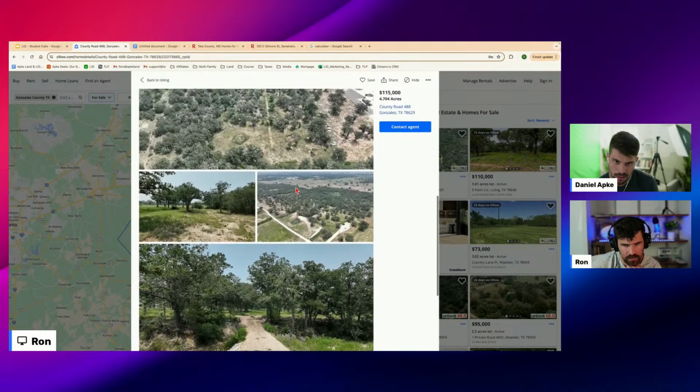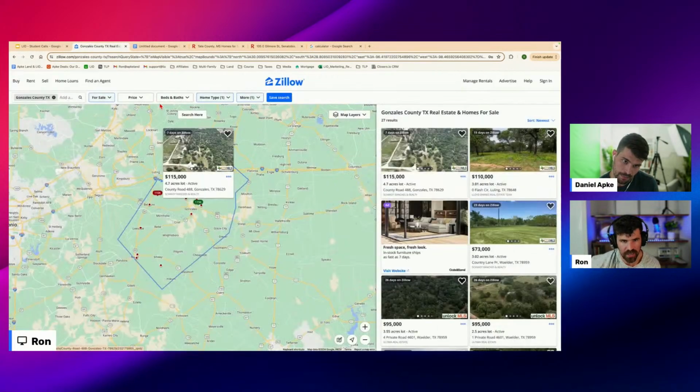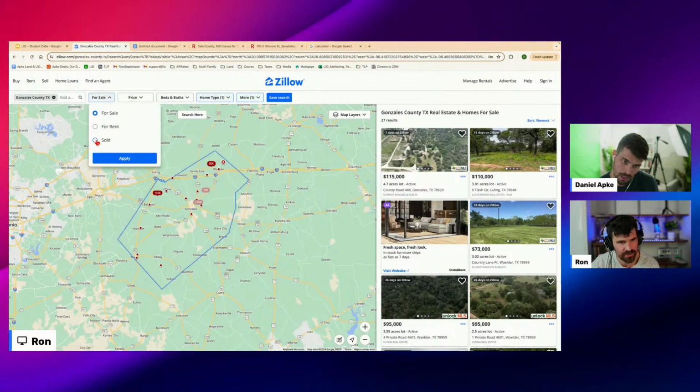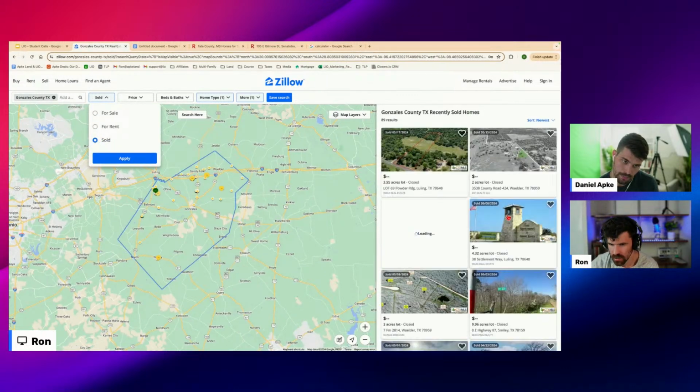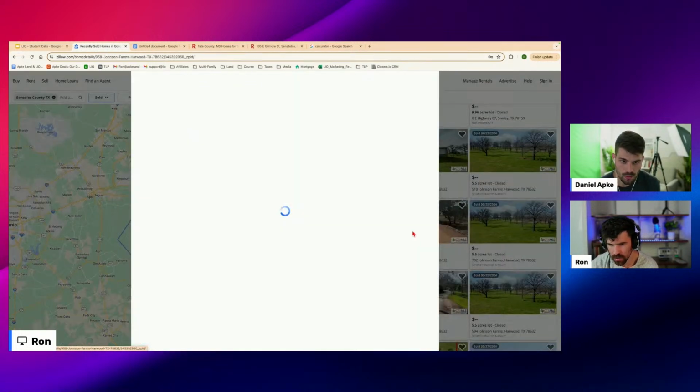What's the traction on this again, Ron? 12 saves in 7 days. So it's not horrible, but based on those, like that one pending in 10 days, I think, for $135,000. So I'm going to keep looking through these sold. 5.38.